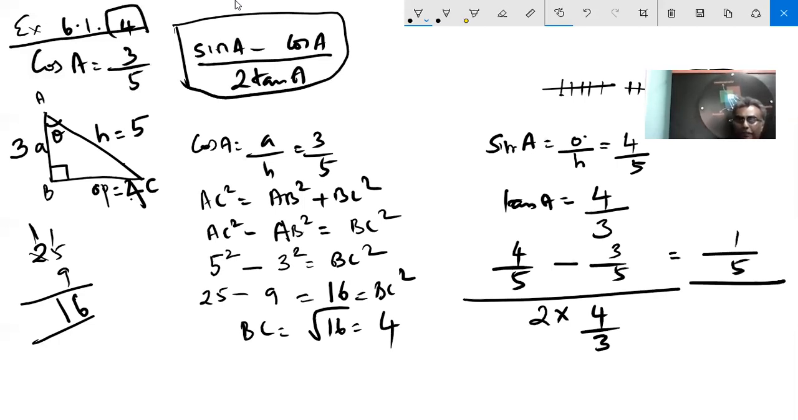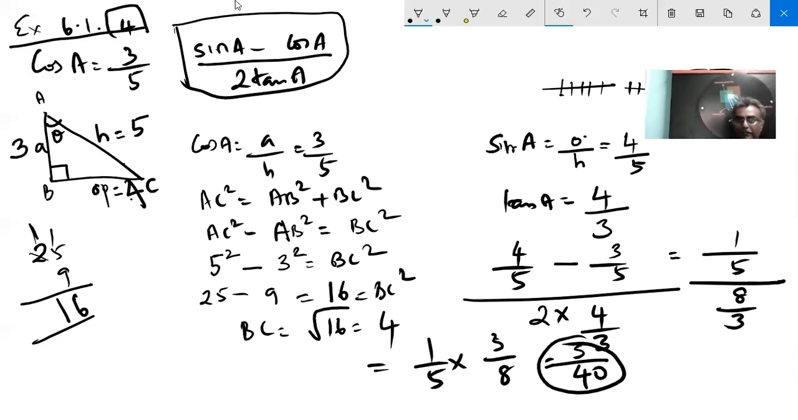2 into 4? 8. So 8 by 3. That is equal to 1 by 5 into 3 by 8. 1 into 3 is 3. 5 into 8 is 40. So this is your answer: 3 by 40.